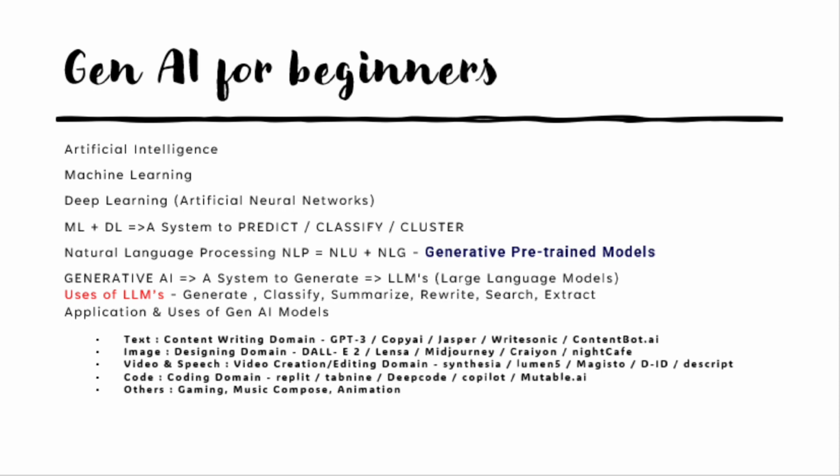What is the use of these models? They will generate for you, classify, summarize, rewrite, search, or extract for you. For example, to search or extract, if you give a paragraph and ask for the verbs used in the paragraph, or the persons involved in the story, it will give you an answer to whatever you ask the AI.